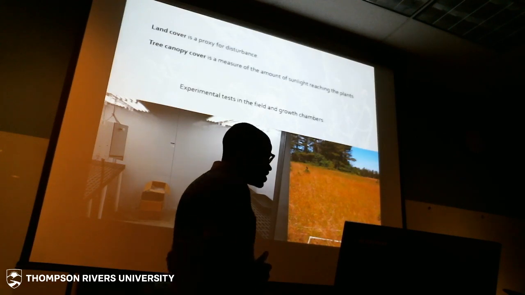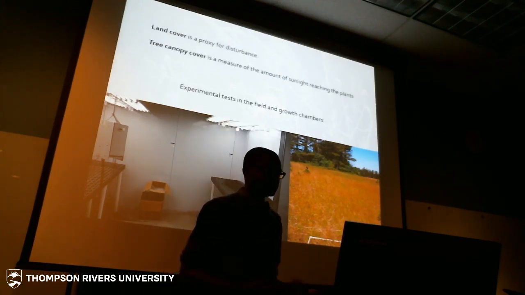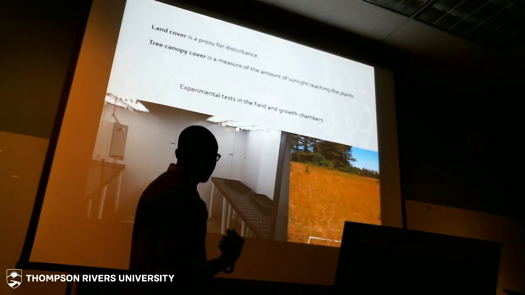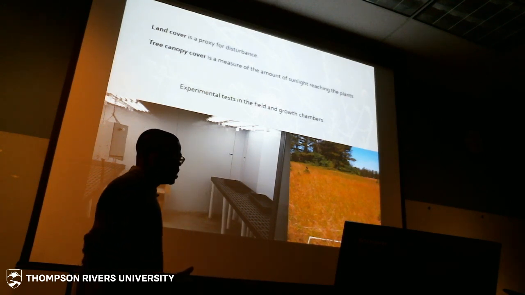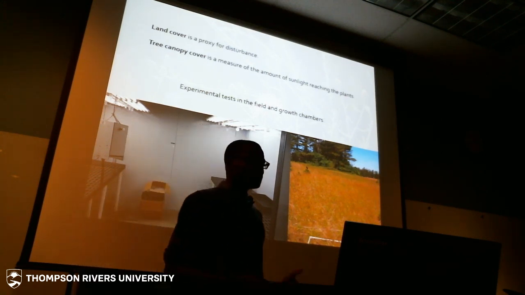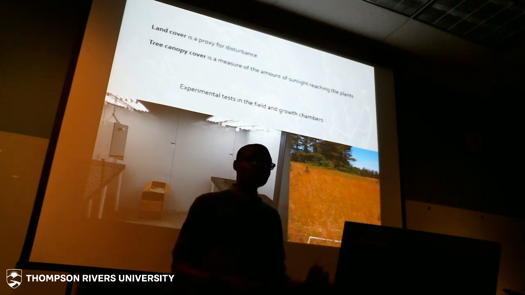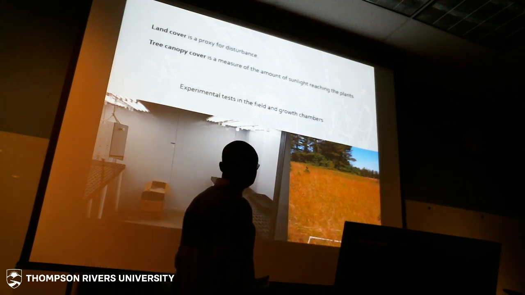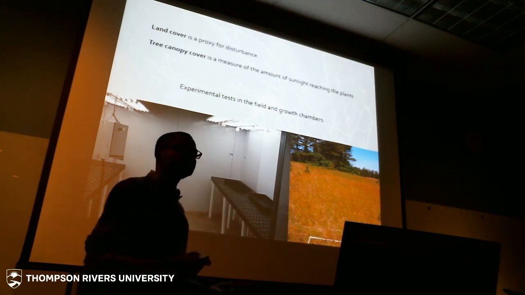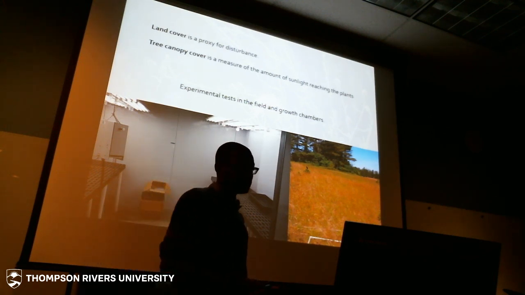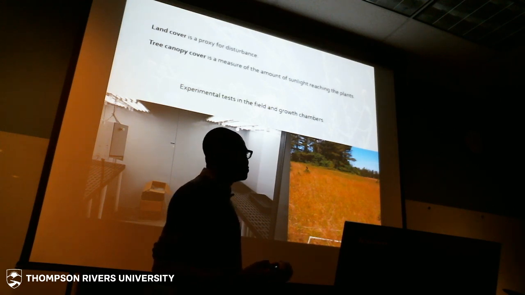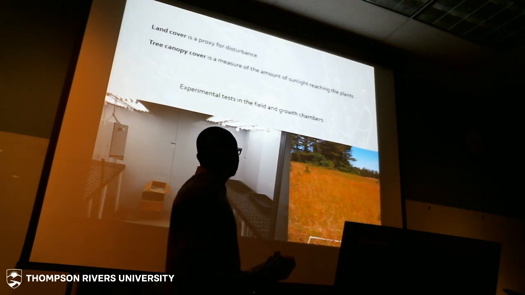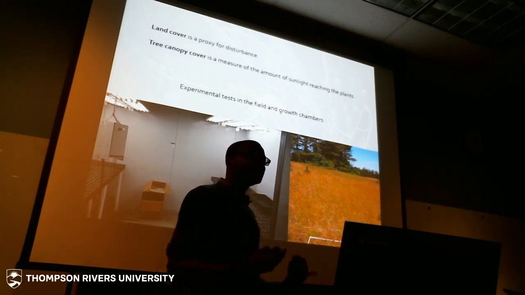Again, I mentioned that land cover is a proxy for disturbance, and tree cover is a measure of the amount of sunlight reaching the plant. These two variables were very important variables that came out of the models that I constructed. Based on this, I wanted to conduct experiments to see how spotted knapweed responds to these variables, which people don't typically do. People just get the results out of their models, publish it, and forget about it.